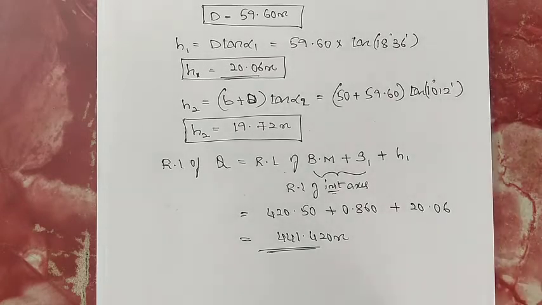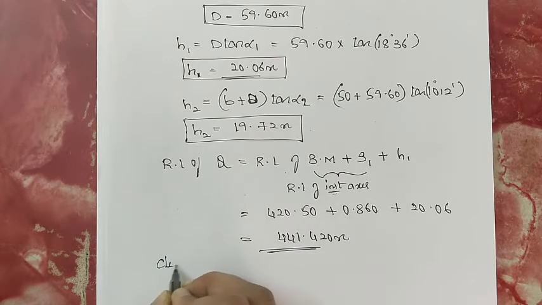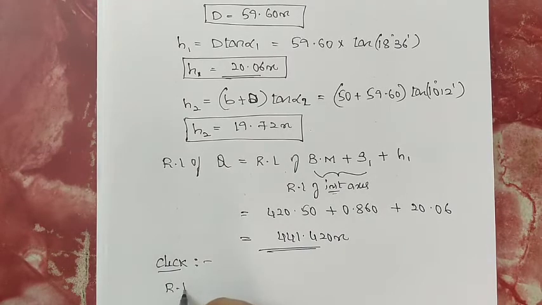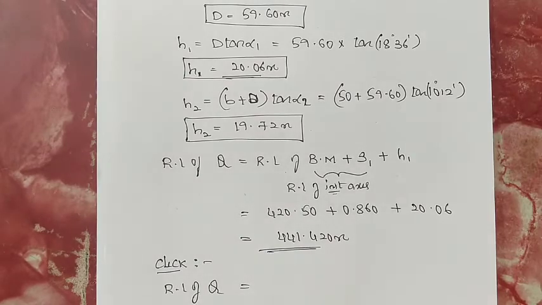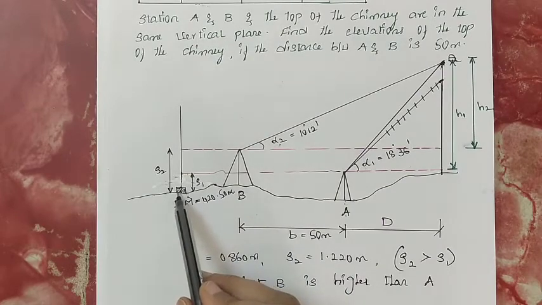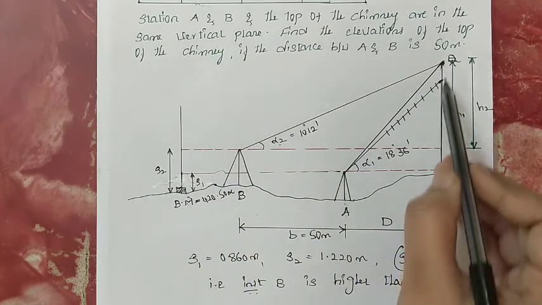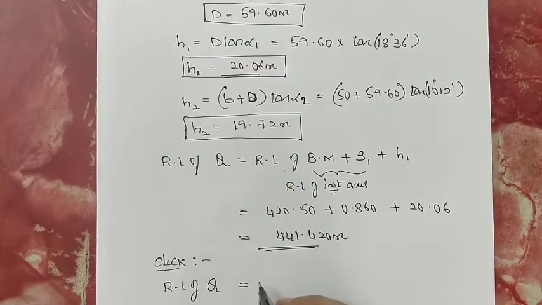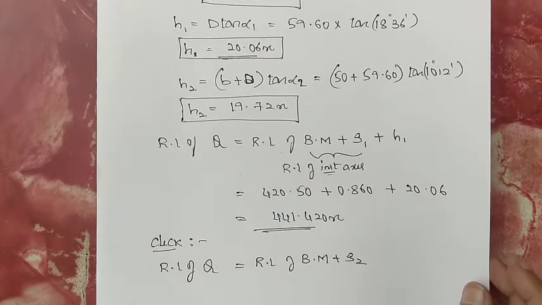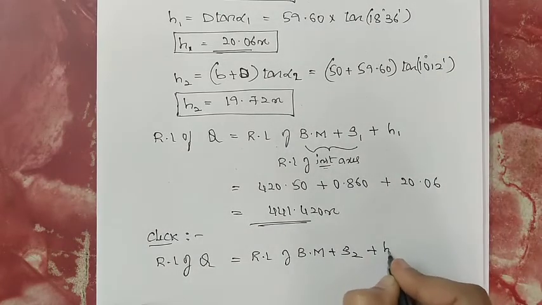Similarly, you can apply the check by considering the instrument station at B. Okay, you should get the same value. Check you can apply here. Okay, same, you calculate RL of Q by taking the reference when the instrument station is at B. Calculate the RL of Q. That is what? RL of benchmark plus S2 plus H2. Okay. That is RL of benchmark plus S2, it is nothing but RL of instrument axis, plus you need to add H2 here.